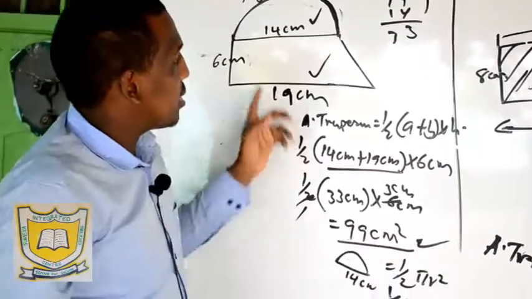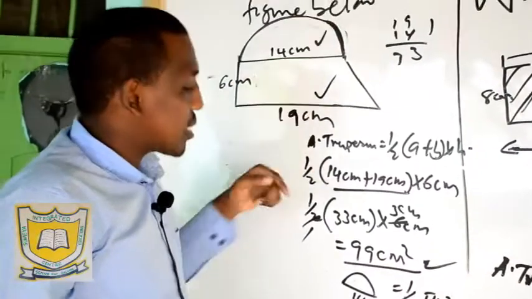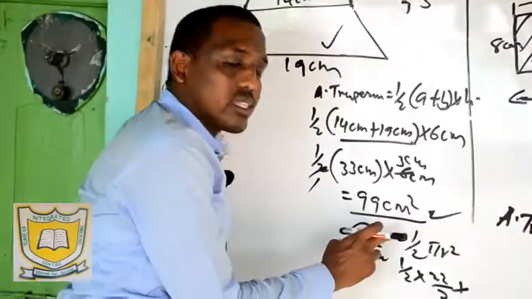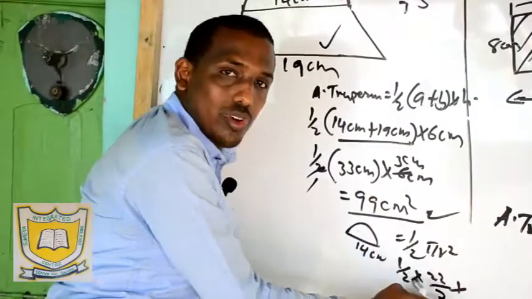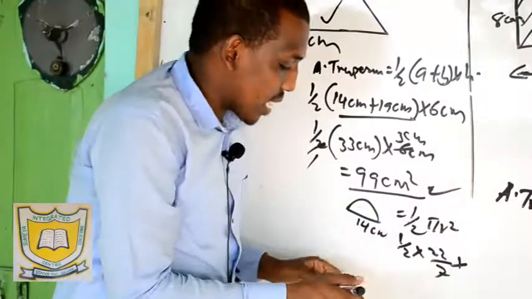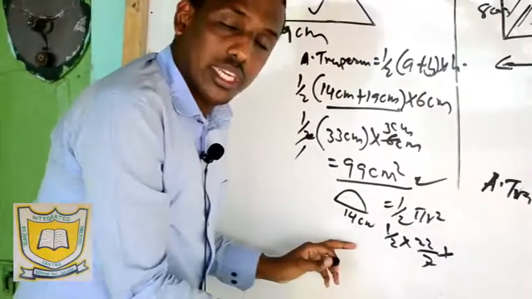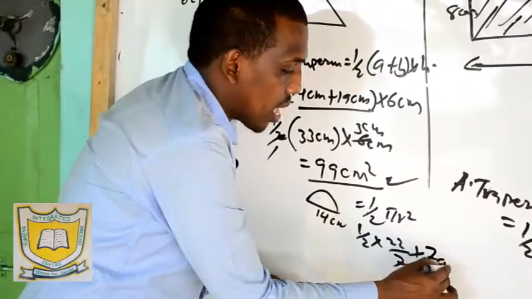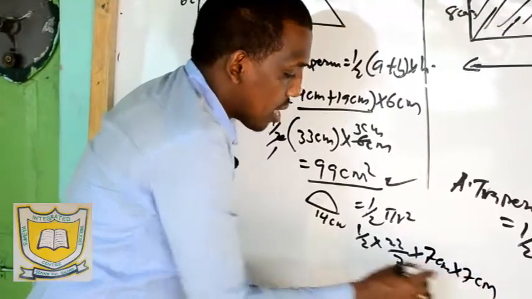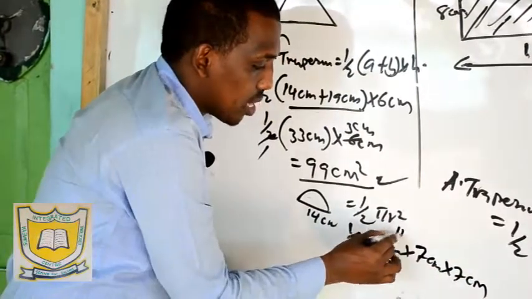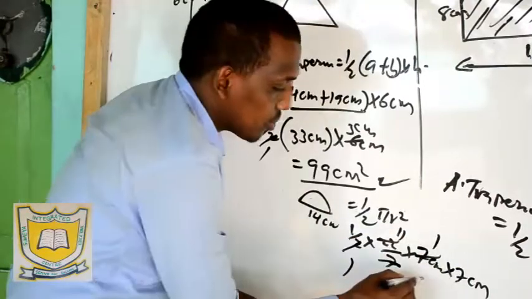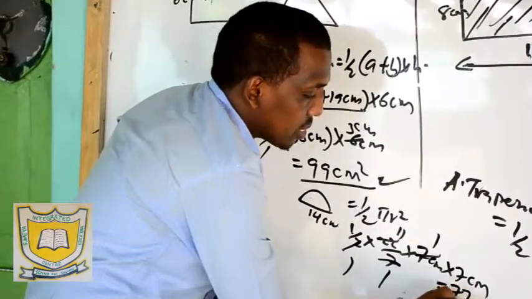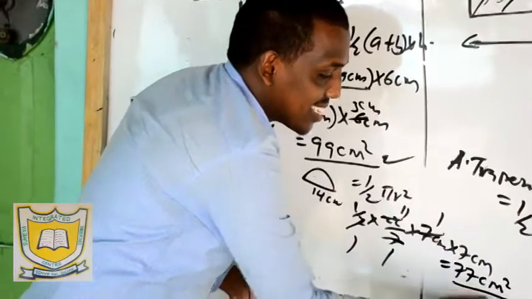What is remaining is the area of the semicircle. Area of the semicircle is a half pi r squared. So you say a half times 22 over 7 times radius. Now the diameter is 14, so the radius will be 7 centimeter times 7 centimeter. 14 by 2, 1, by 2, 11. 7 by 7, 1, by 7, 1. 11 times 1 times 7 is equal to 77 centimeter squared, the area of the semicircle.